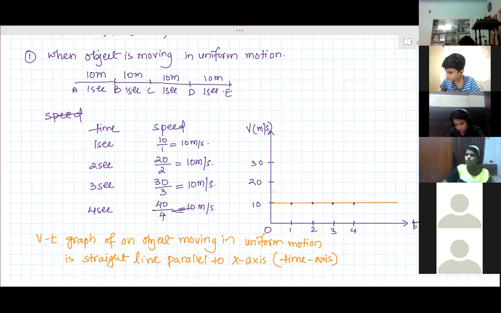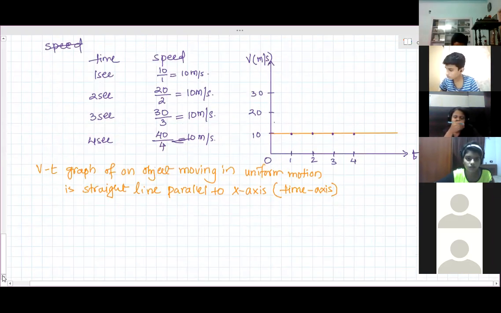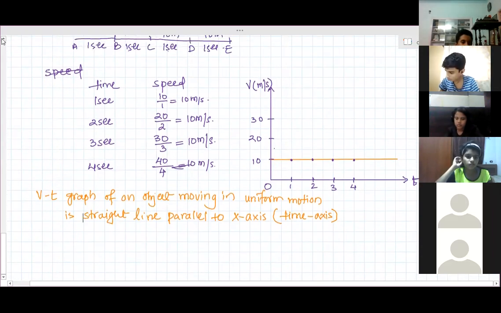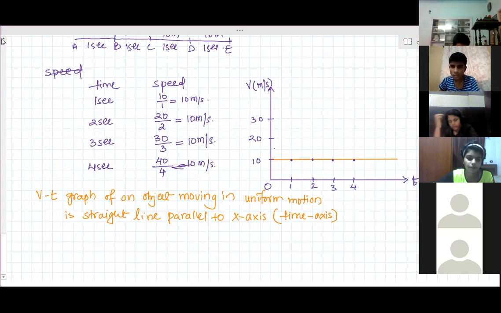Clear? Yes, ma'am. Now next, has everyone completed writing? Have you finished? Yes, ma'am. Now the next part is when the object is moving with uniformly accelerated motion.